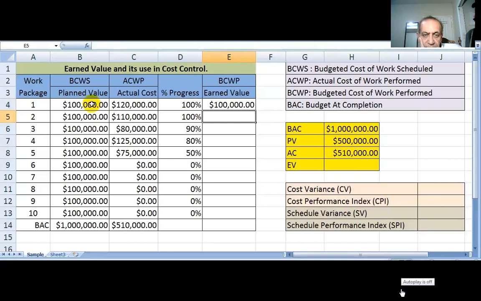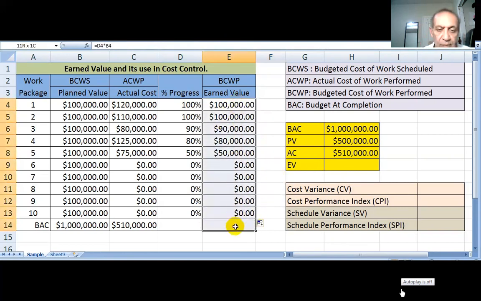for work package 1, and you had completed the work package, so you're supposed to spend only 100,000, but you had spent 120,000. Now, the same formula we have to apply for each of these work packages. So when I drag this, I'll get the earned value for each of these work packages. So the total earned value in this case is 420,000.